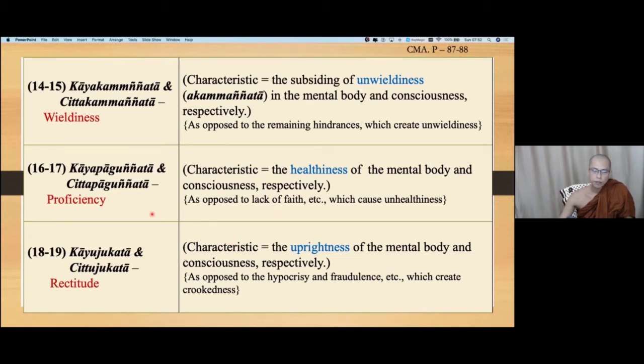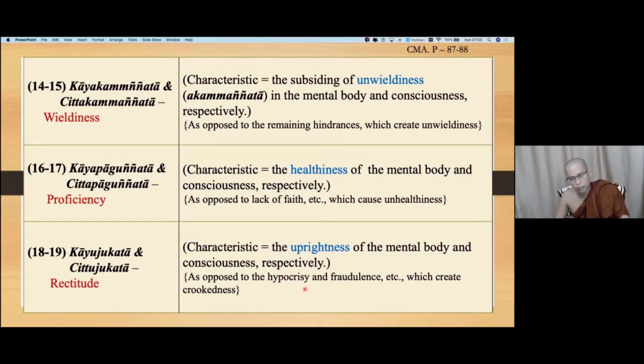When the kaya pāguññatā and citta pāguññatā are present in our mind, we can consider our mind is healthy. So to be healthy in mentality, we have to keep these pairs in our mind. Then kaya ujukatā and citta ujukatā are rectitude. Rectitude can also be understood as uprightness. It has the nature of uprightness of the mental body and consciousness.